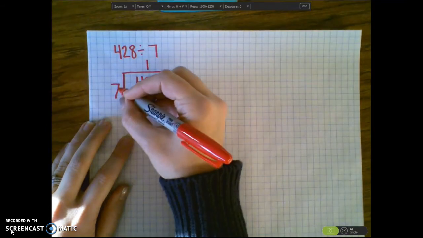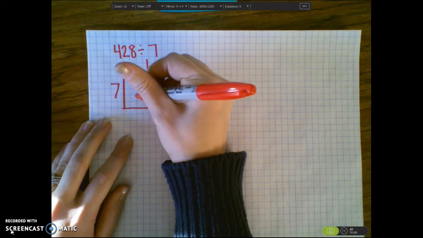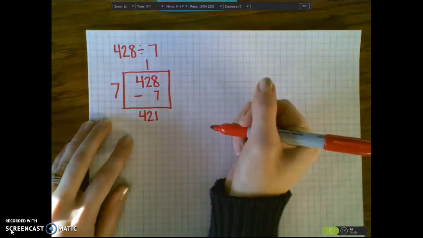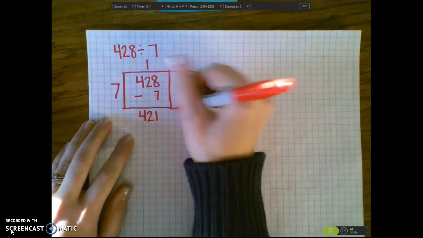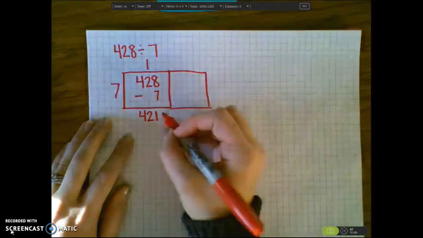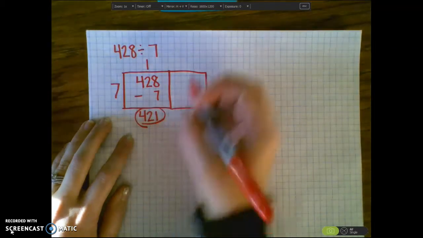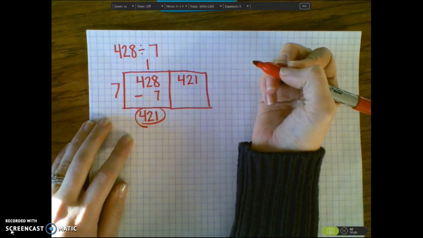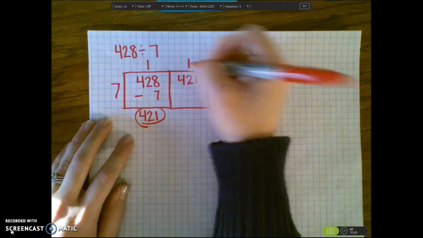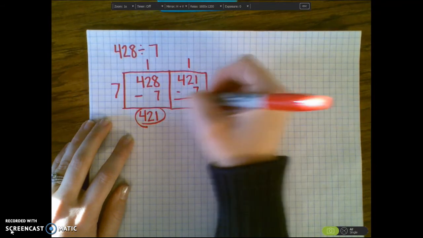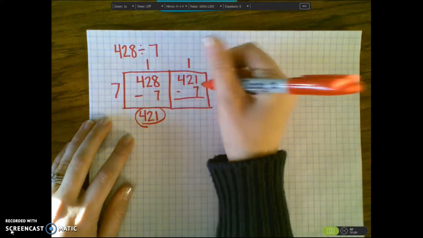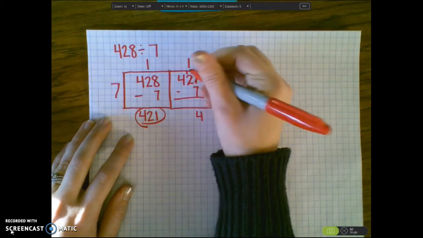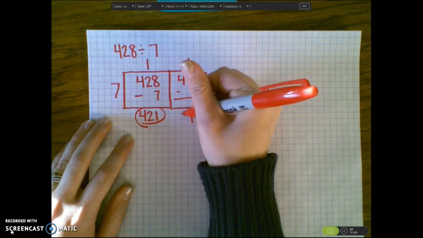So we all know that 7 can go into 428 at least once. One group of 7 is equal to 7. If I take that away, I am left with 421. Then I can subtract again. I take what's left of my dividend and bring it up to the top of my next box. So now my dividend is 421. I know that one group of 7 fits into 421. When I subtract, 11 minus 7 is 4, 1 minus nothing is 1, 4 minus nothing is 4.